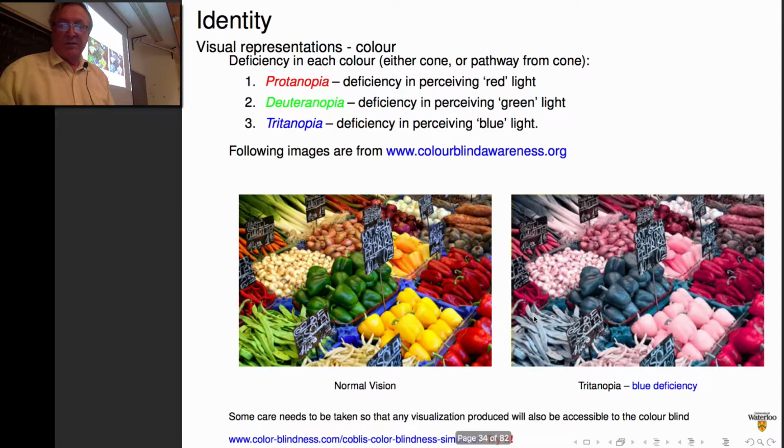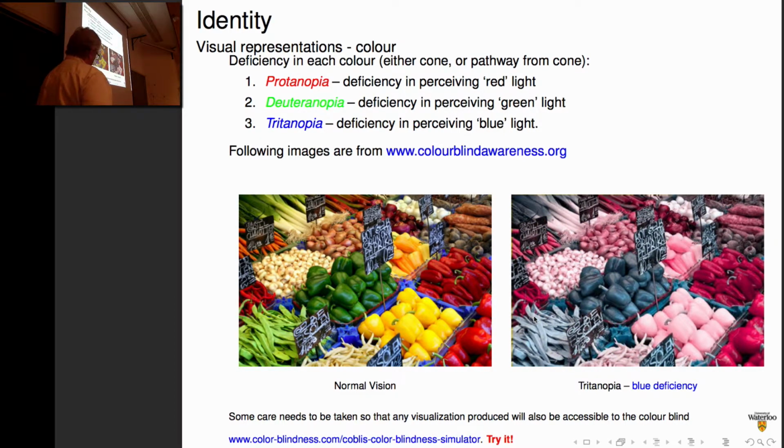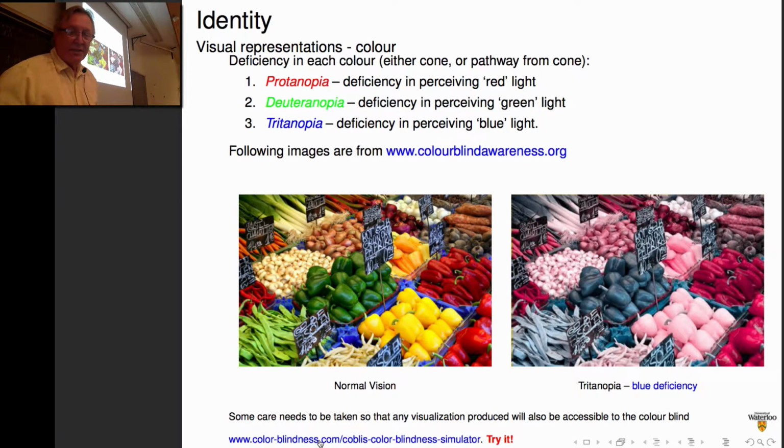If you have blue deficiency, that's what it looks like. So you have to keep in mind when you're constructing a graphic that people viewing it may be deficient in some of these ways. And I've given you a simulator here. If you click on that link, you'll find something that you can look at your image and see what it looks like to people with various color blindness.